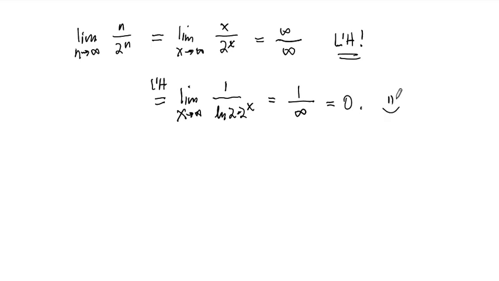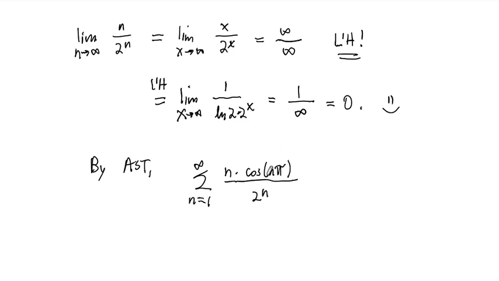And this makes us happy because now we have our conclusion from the alternating series test, right? So by the alternating series test, what have we learned? That this series, n goes from 1 to infinity of n times cosine of n pi over 2 to the power n, is convergent. We've checked all the criteria and it is convergent.